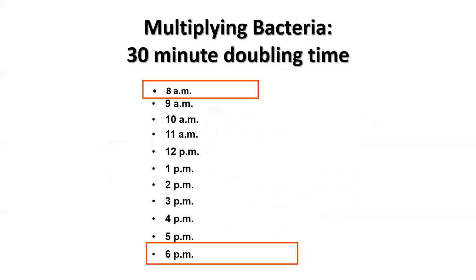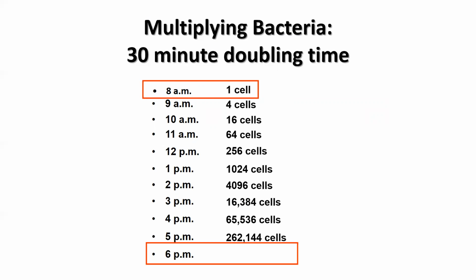our food that has a doubling time of 30 minutes, if at 8 a.m. there is 1 bacterial cell in our food, at 6 p.m. there will be over 1 million bacterial cells in our food product.